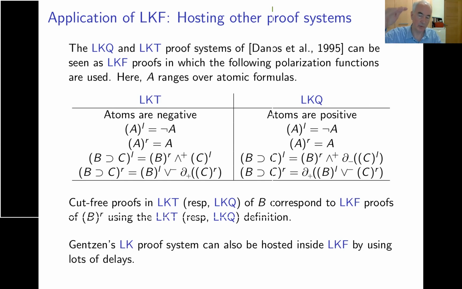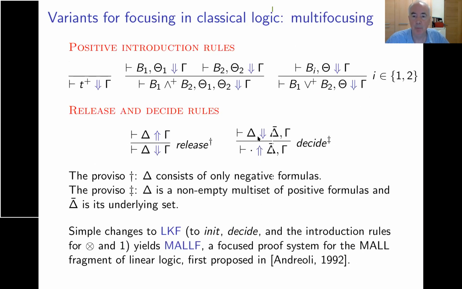So as soon as you do the OR, Gentzen had it as the additive one, which is the O plus. As soon as you do the OR, you put a negative delay on the arguments. That would stop a phase of LKF from being more than one connective deep. So we can host all those other systems.